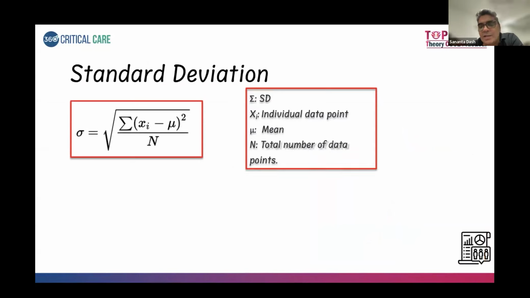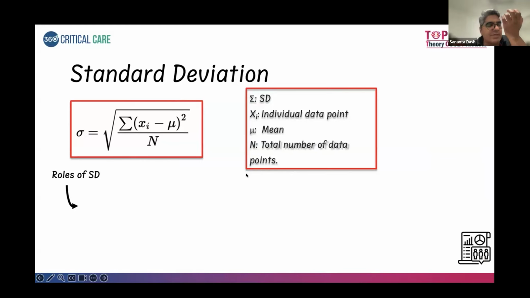Now this is the formula for standard deviation. If you want to remember a couple of formulas in statistics, one of them is this one, because they can ask you about the standard deviation or to calculate the standard deviation. So it's the summation of xi minus the population mean, squared, divided by n, whole root over, is the standard deviation formula. Xi represents an individual data point, mu, as I said, is the population mean, and n represents the total number of data points.